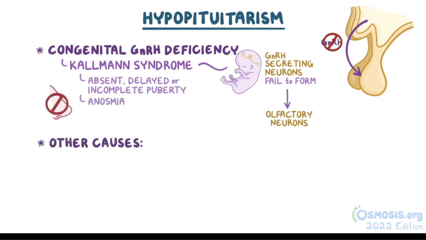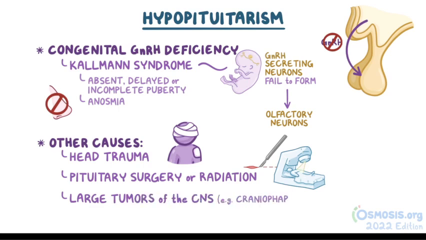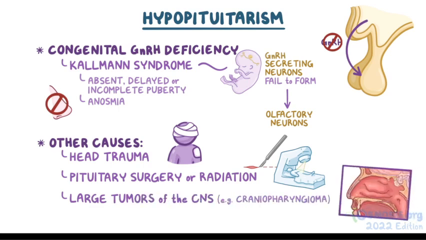Other causes of hypopituitarism include head trauma, prior pituitary surgery or radiation, and large tumors of the central nervous system, like a craniopharyngioma, which can also be identified on an MRI.